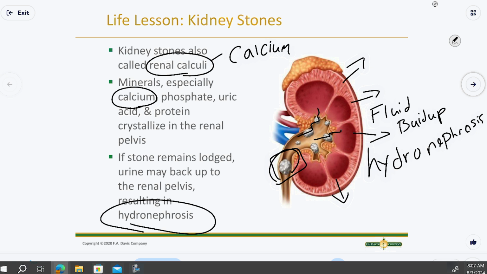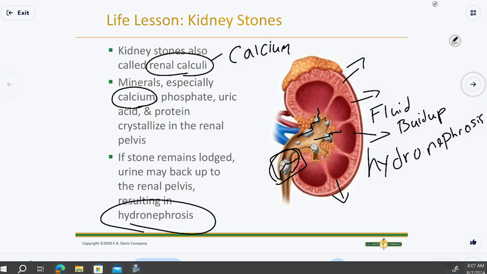If you can't pass it on your own, they'll do a procedure. You don't have to know this for your test, but they'll do a procedure called a lithotripsy, which basically they put a tube up the urethra, up the ureter, and they come up with a thing and go like a little jackhammer, blah, blah, blah, blah. They break it up, and it gets into small pieces, and then they let you pass it on your own. So obviously there's always a small risk of bleeding and hurting the ureter or some part of the kidney, but that's kidney stones.